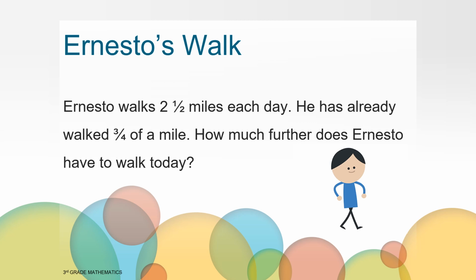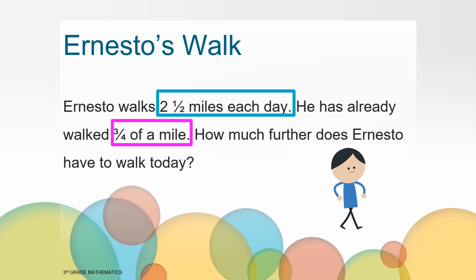What do we know about Ernesto in this story? How much does he walk each day? Yes, we know that he walks 2 1/2 miles every day. How far has he walked already today? That's right. He's already walked 3/4 of a mile today. So what do we need to figure out? Yes, we need to figure out how much further he still needs to walk today. That means we have to figure out how much more he needs to walk to get to his 2 1/2 miles.